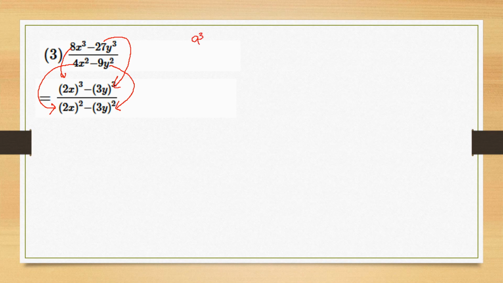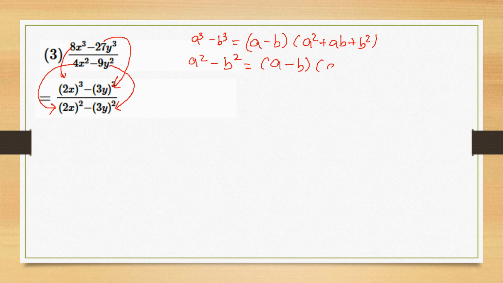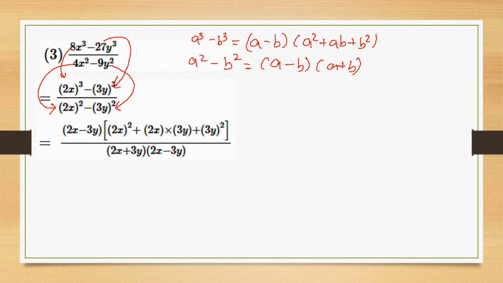We know formula a cube minus b cube. A cube minus b cube is a minus b, a square plus ab plus b square. And we also remember the formula of a square minus b square, and that is a minus b, a plus b. So we'll expand the numerator a cube minus b cube formula, so that becomes 2x minus 3y into a square, so 2x the whole bracket square, plus a into b, so that is 2x into 3y, plus b square, that is 3y the whole bracket square.